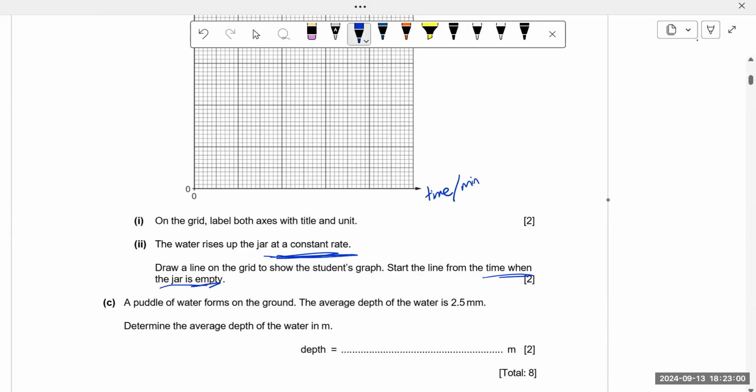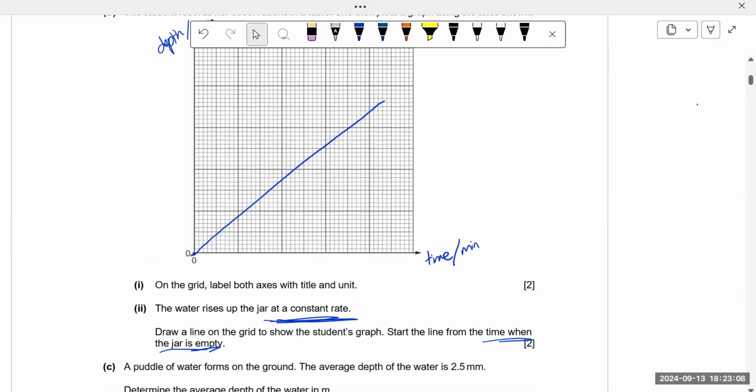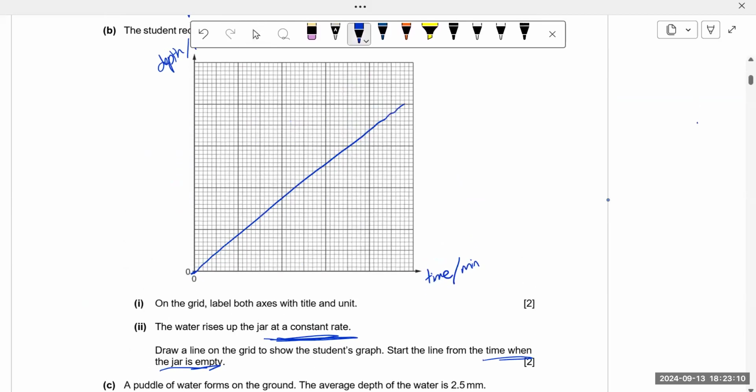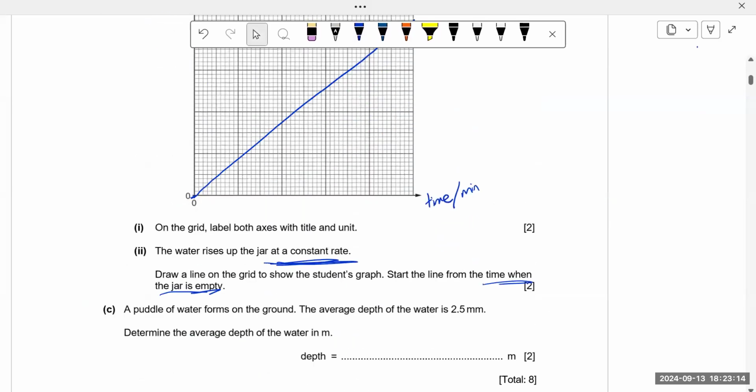So when the jar is empty, it's at time 0, and also the depth is 0. So we have to start the line from here. And then we can draw any straight line. Any straight line would be correct, okay? It would be better to have it go till the end of the grid.